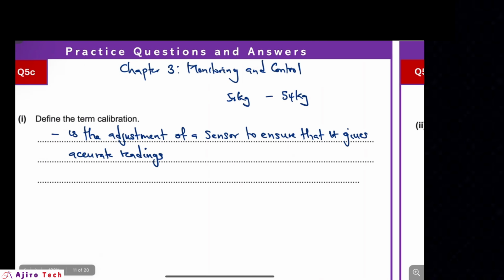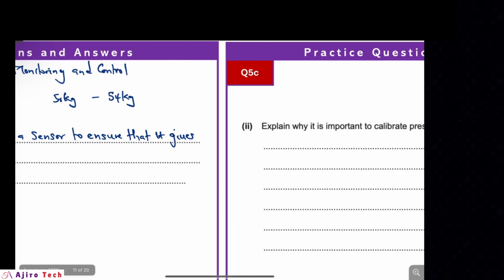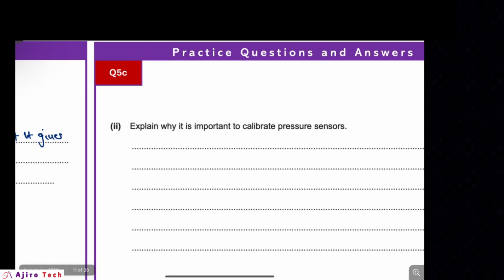We also have multi-calibration. That simply means you are testing it against two values, not just one. You test it again with another one to ensure that it does that, right? Okay. That's multi-point calibration.